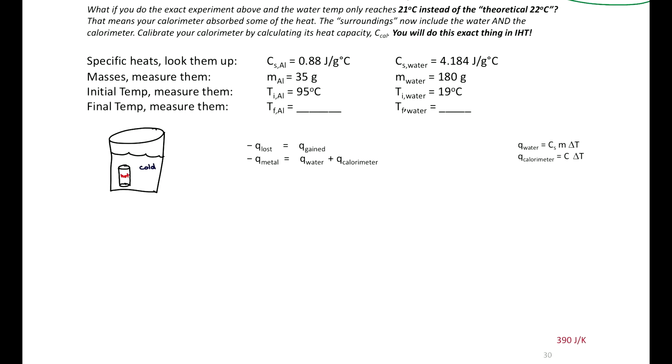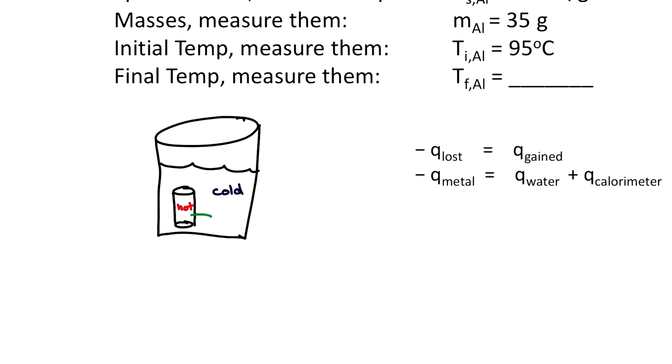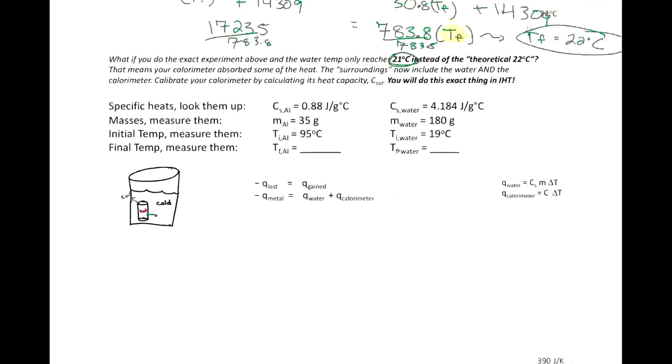But let's say you do this in lab, but instead of reaching that theoretical maximum, 22 degrees, you do this reaction and you only reach 21 degrees Celsius. What does that mean? It means that when this process happened, some of the heat went into the water from the hot piece of metal, but some of it actually went to the cup itself, all right? So this means that your cup isn't entirely efficient. The cup itself is absorbing some energy as well.